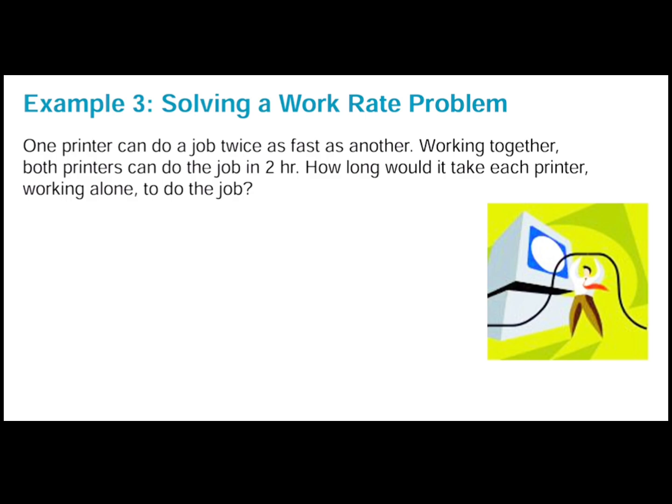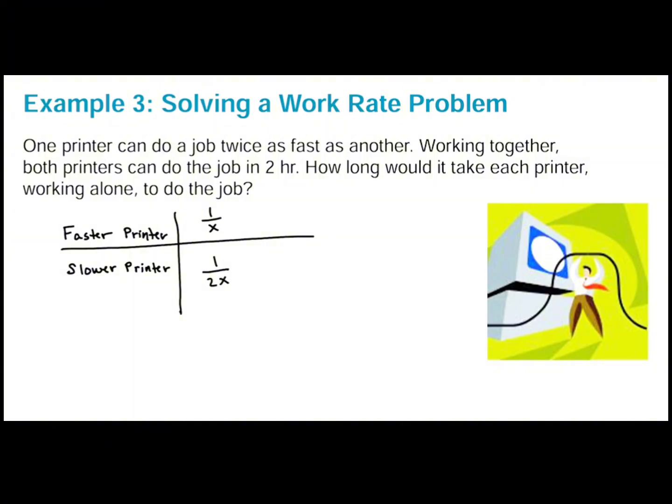So if we look at what we got, we have the faster printer, and then we have the slower printer. That's what we're starting off with. So when we think about the rate, the rate of the faster printer is 1 over X. The rate of the slower printer is 1 over 2X, because it's 2 times slower than the other one. Now, when we think about how much time, it's 2 and 2, because it's talking about 2 hours.